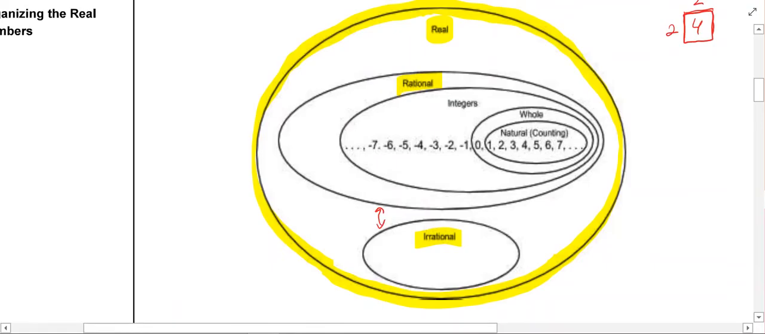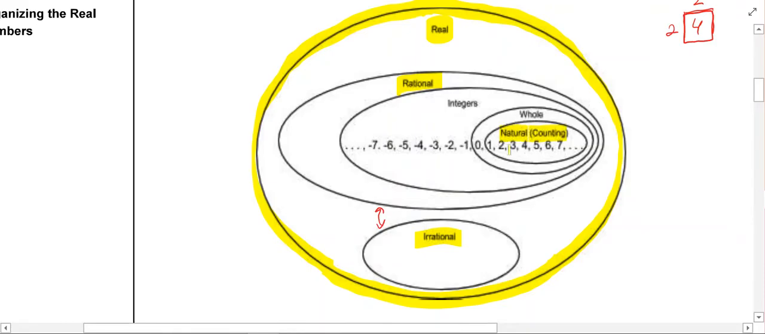So those aren't the same, but they are still both considered real numbers. All right, let's get to the very smallest one here. The smallest one is called natural, or also known as counting numbers. Those numbers go like this.